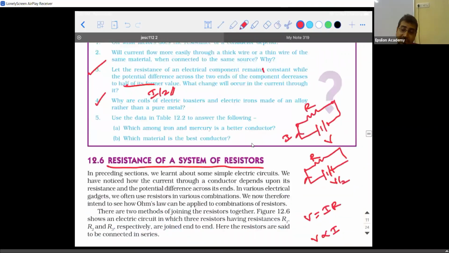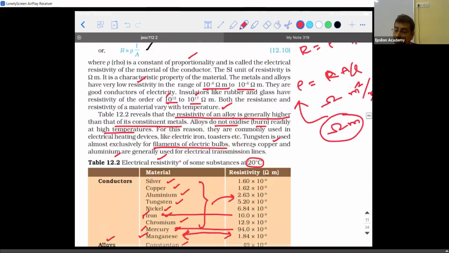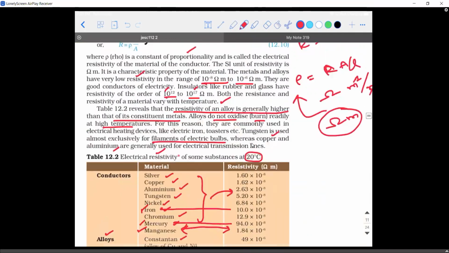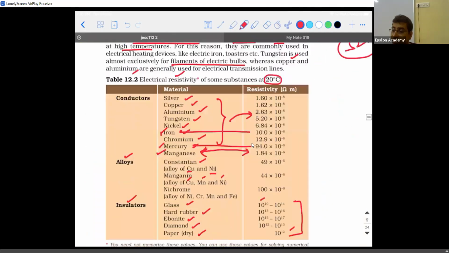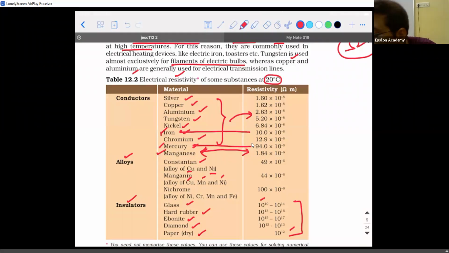Which metal is the best conductor? Silver, sir. Best conductor should have the least resistivity, no? Yes, sir. Silver has the least resistivity, sir. 1.60 is the least. Yeah, that's the answer.